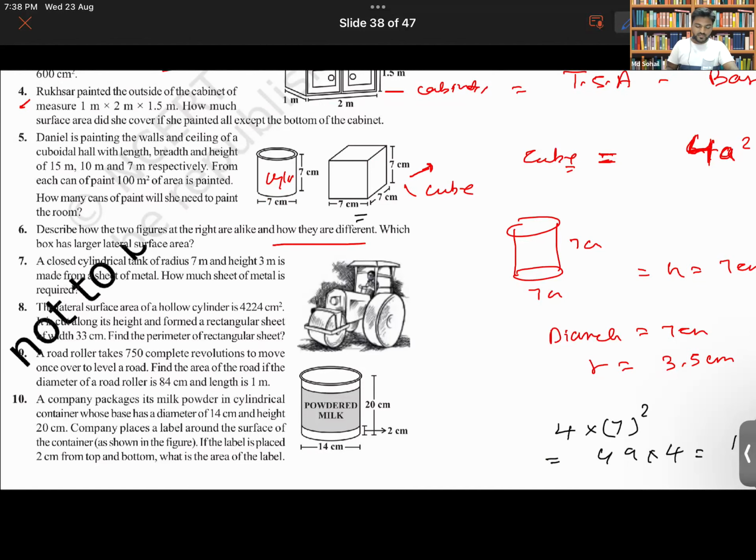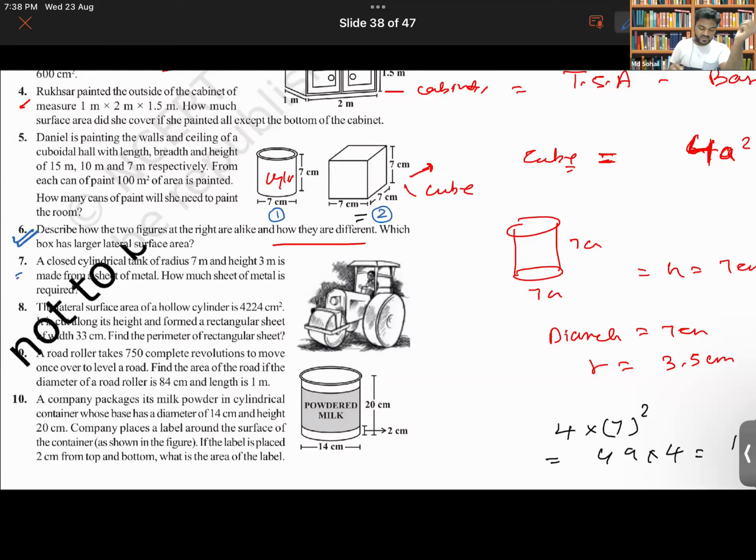Describe how the 2 figures at the right are alike and how they are different. Which box has larger lateral surface area? This question we have discussed. Question number 6. We found out the lateral surface area of this figure and this figure. So we have already done that.